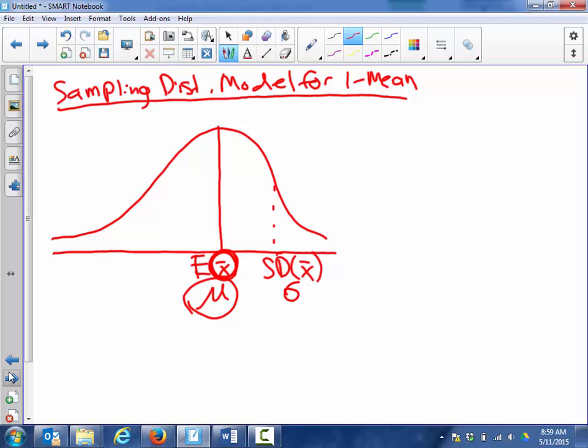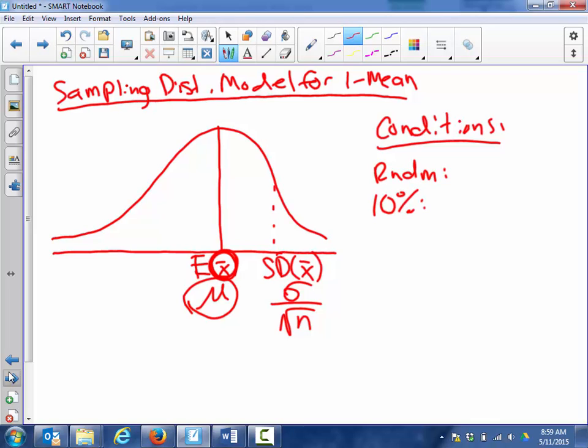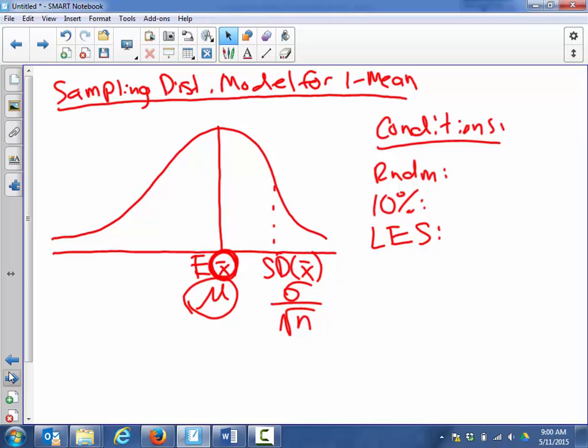All right, so the standard deviation for this, if you know the population standard deviation, is sigma over the square root of n. Your conditions are a little different than they were for proportions. You continue to check the randomization condition, you continue to check the 10% condition, and instead of the success failure condition, for a sampling distribution model for one mean, you check the large enough sample condition. That is to say whether or not you feel like you've got enough people or things in your sample that you could use a bell curve to estimate sample means from that population.